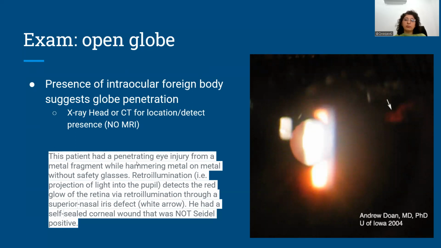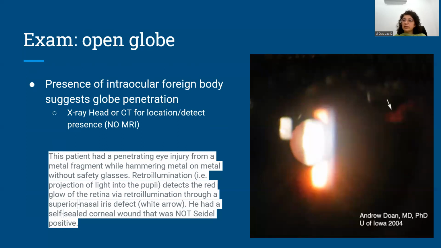This patient had come in with a penetrating eye injury from a metallic fragment while hammering metal on metal without safety glasses. This I have seen several times in Pakistan. And in this case, sometimes the defect is not very obvious. So even as an ophthalmologist, you have to be very comfortable with the technique of retroillumination, where you project light into the pupil and you look at the reflected light for any particular defects in the tissue.